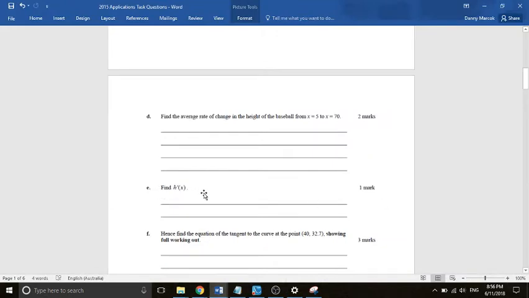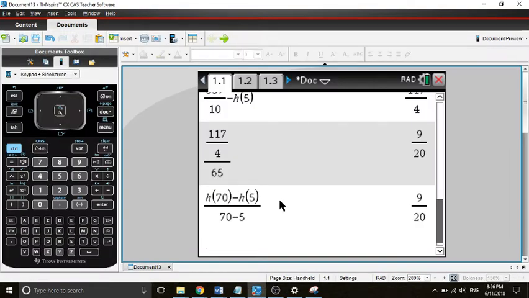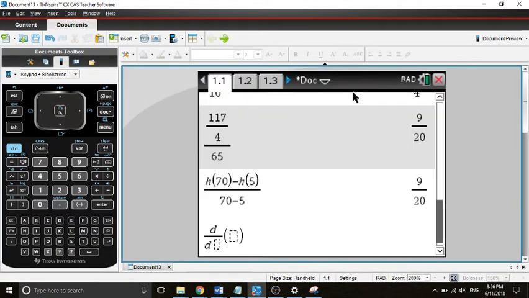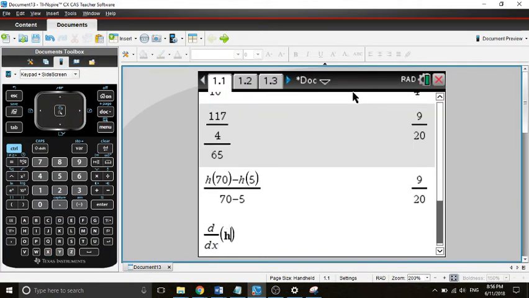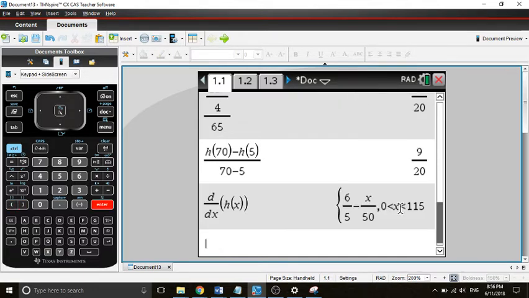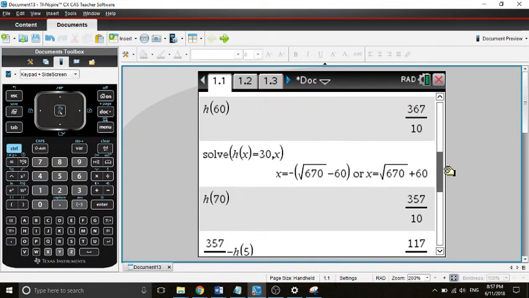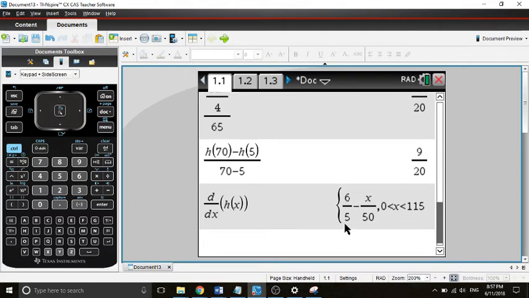Find h dash of x. So derivative: menu, calculus, derivative, x, h of x. That's what our derivative is. 6 over 5. No, that's fine. That's what we end up with. That's our derivative.